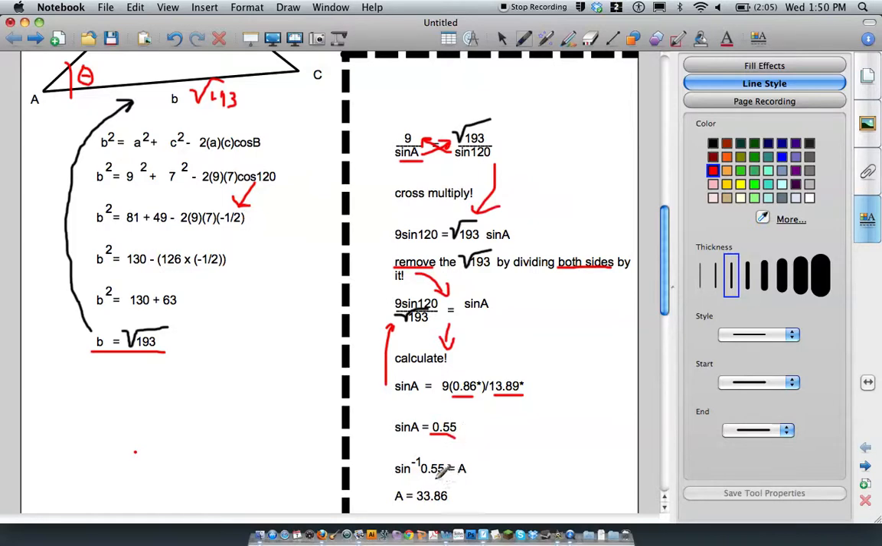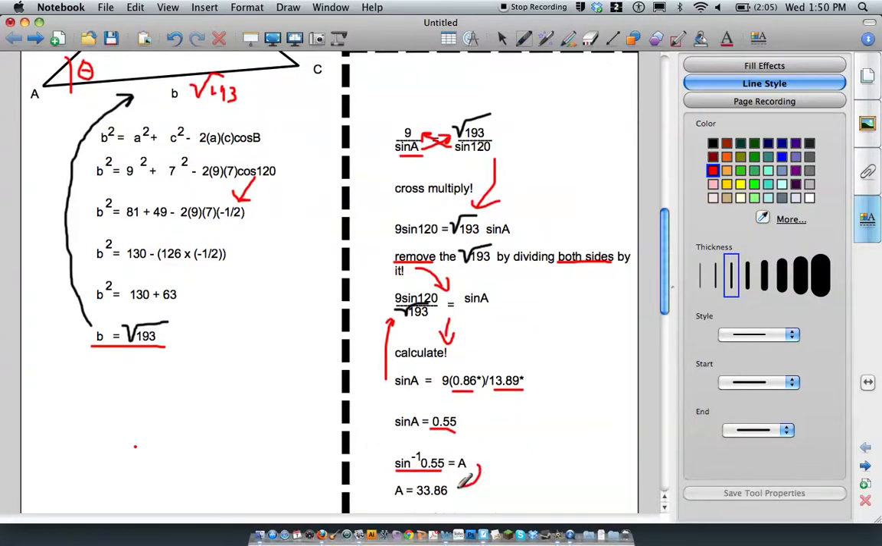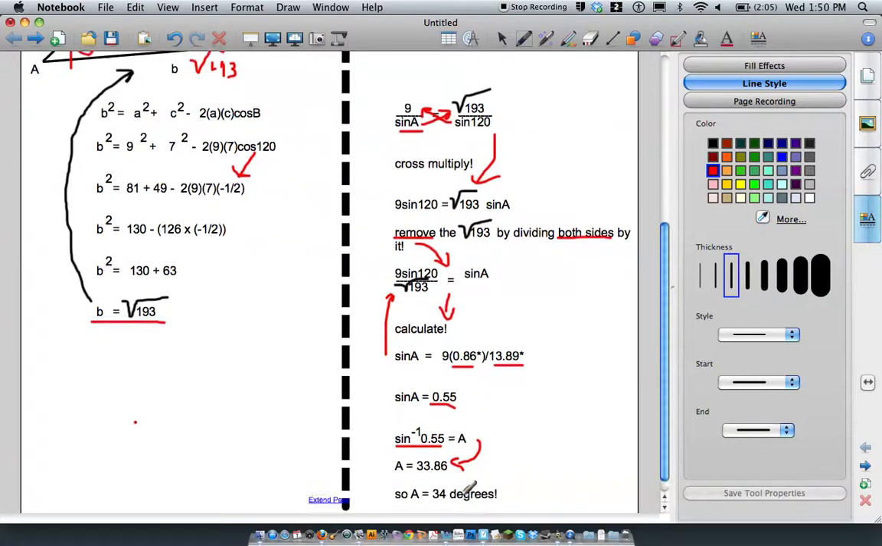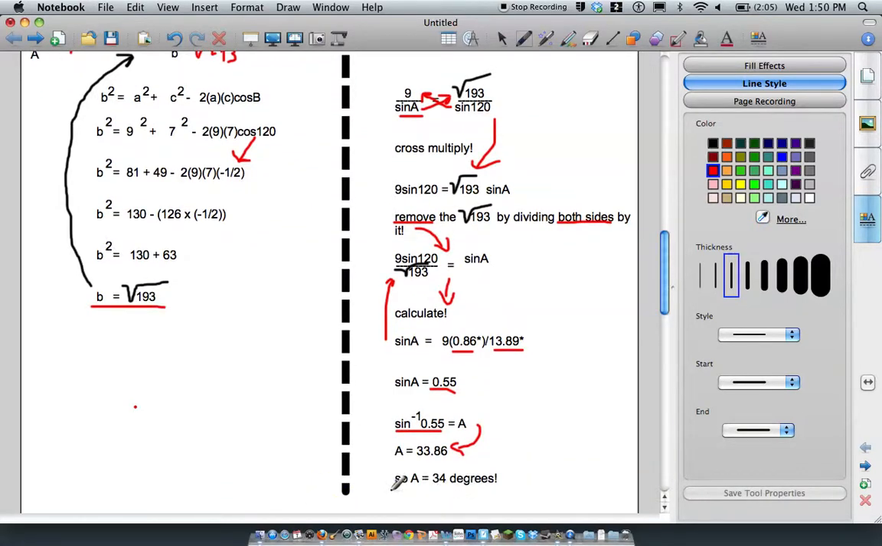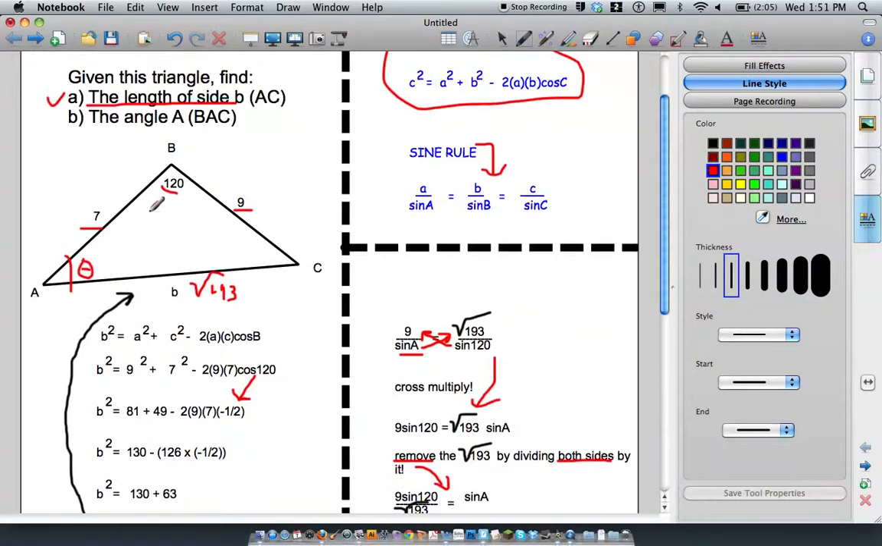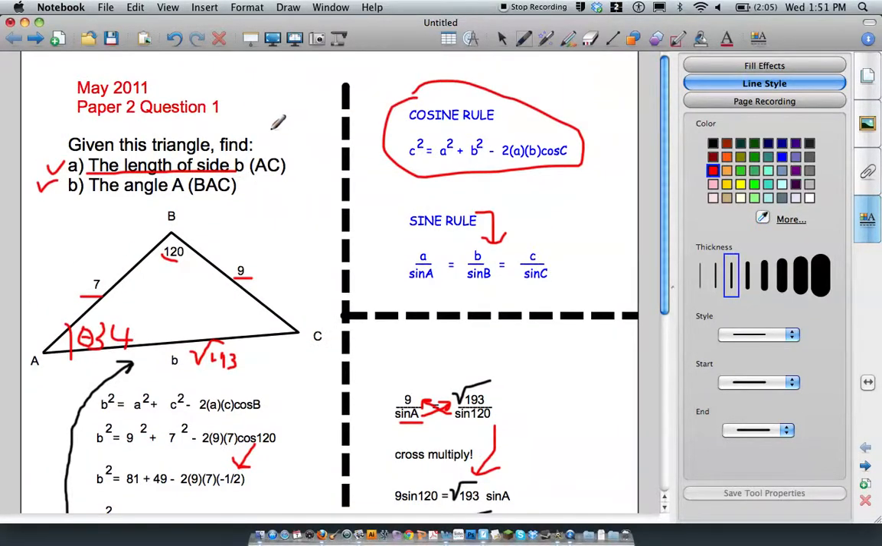So then to find A, we enter that value as sine to the negative 1 of 0.55 is equal to A, which gives us the value that A is about 33.86, so A is equal to 34 degrees. So we can cross this off, and theta is 34 degrees, and that's everything. So yeah, that is done.